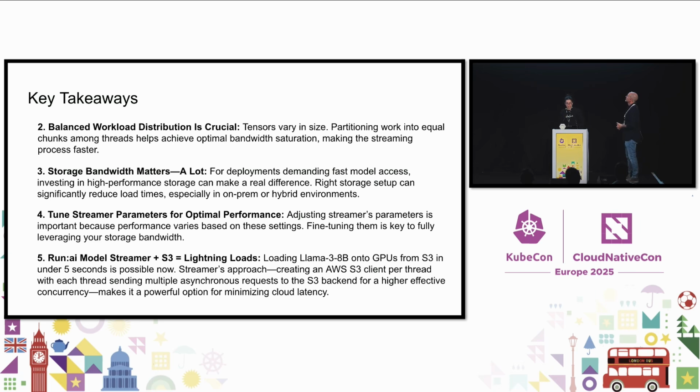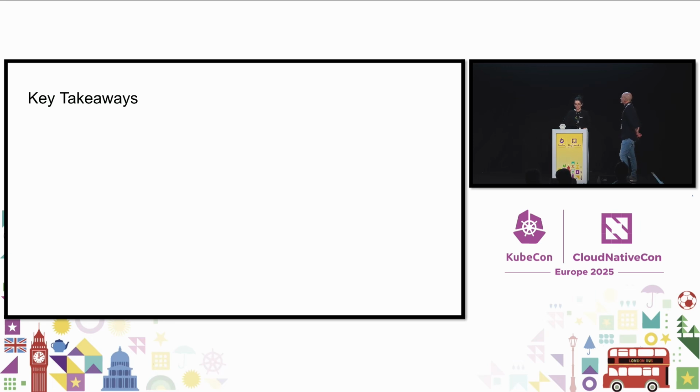And with S3, we got very good results. This is because of our approach with S3: creating an AWS S3 client per thread, with each thread sending multiple asynchronous requests to the backend, affects the performance quite a lot. It's super powerful. We see results that are under 5 seconds. I actually had difficulties putting them in the chart in the earlier days. So this was quite amazing. If you are using S3, give it a go.